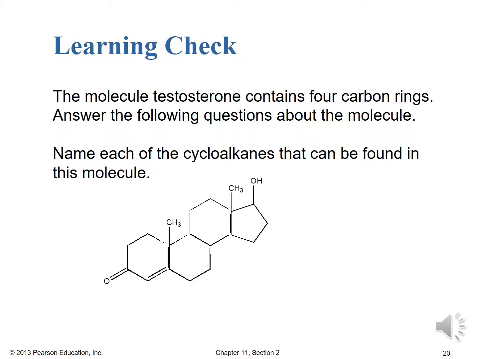All right, so as a follow-up to our short discussion here about rings, the cycloalkanes, let's follow up here with this learning check. The molecule testosterone contains 4 carbon rings. Answer the following questions about the molecule. Name each of the cycloalkanes that can be found in this molecule.